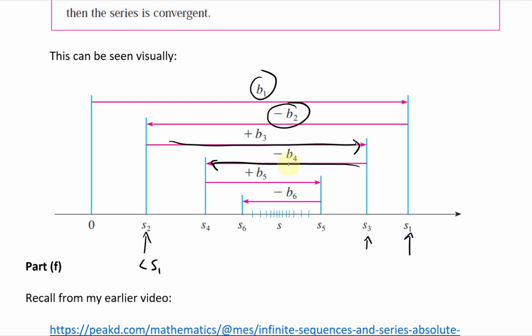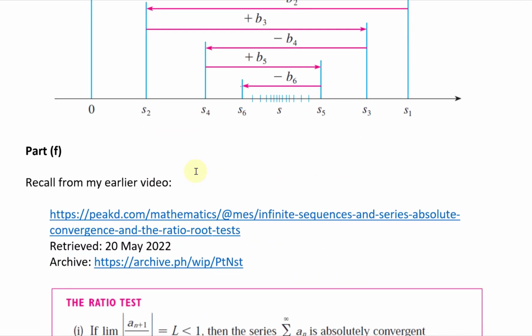You're going to go all the way across here, and then you're always going to keep getting smaller and smaller. And then it goes back across here, and eventually you're going to go back all the way to this S value as B is approaching 0. So that's how you visually can see that alternating series test right there.